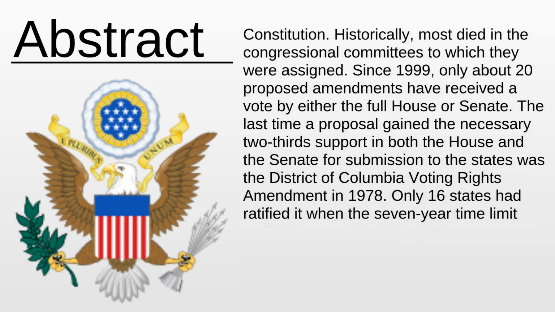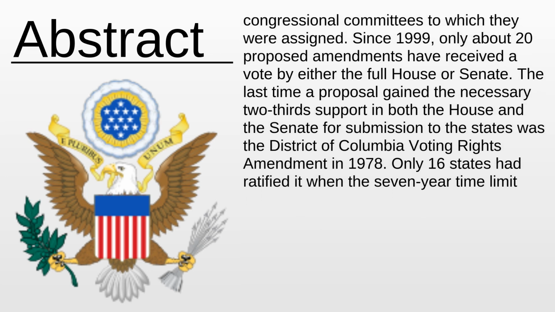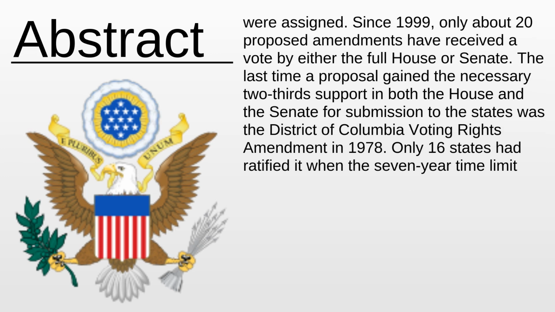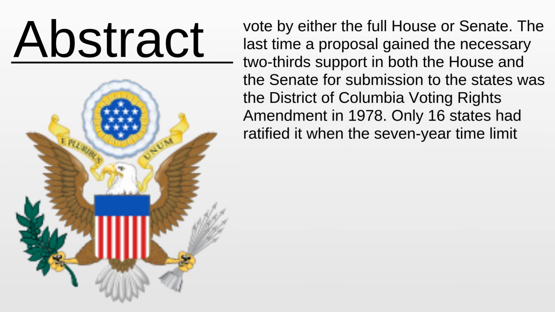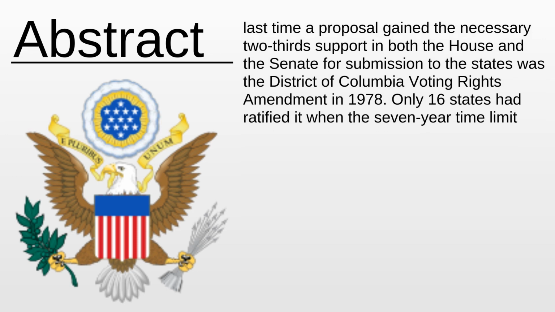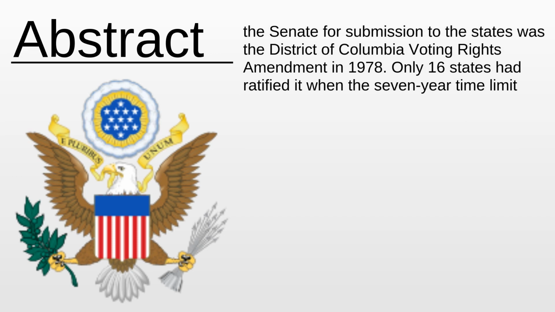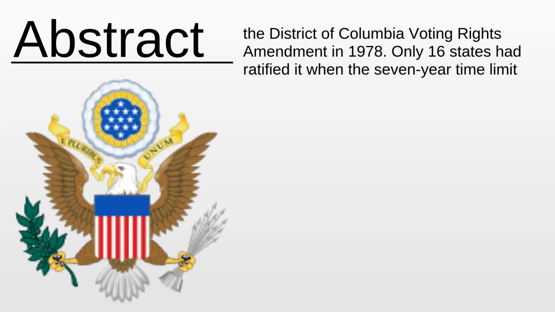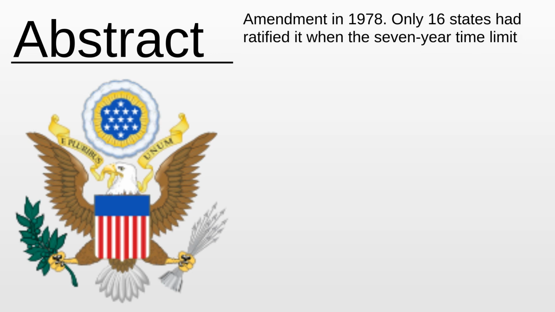Historically, most died in the congressional committees to which they were assigned. Since 1999, only about 20 proposed amendments have received a vote by either the full House or Senate. The last time a proposal gained the necessary 2/3 support in both the House and the Senate for submission to the states was the District of Columbia Voting Rights Amendment in 1978. Only 16 states had ratified it when the 7-year time limit expired.